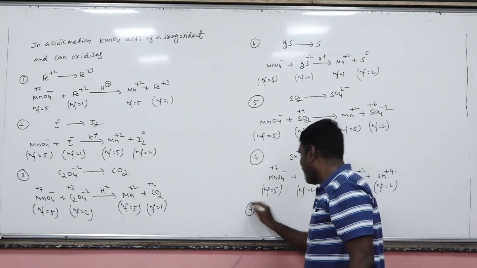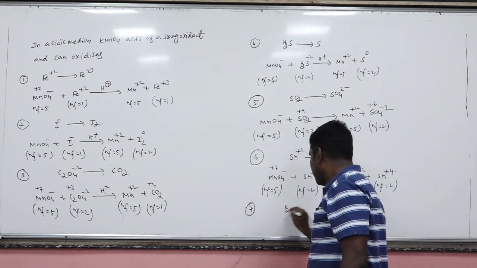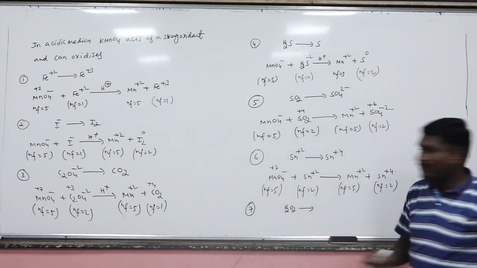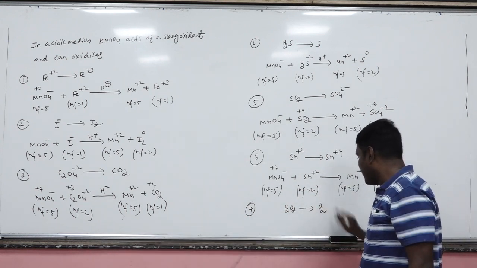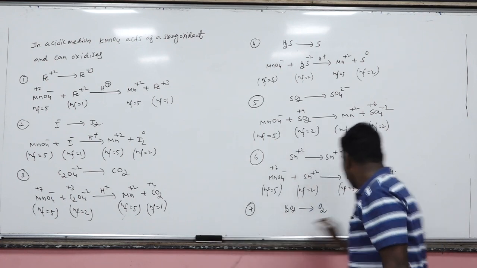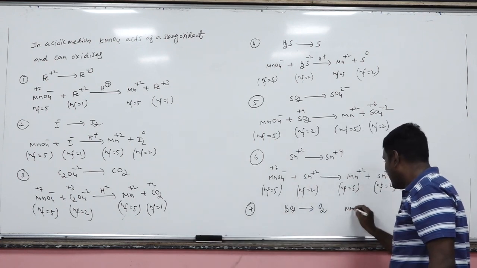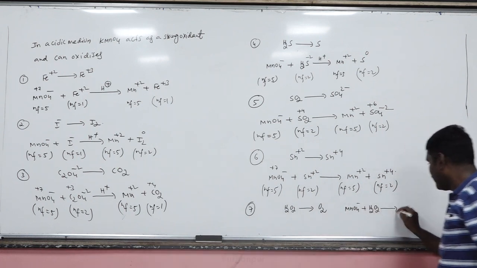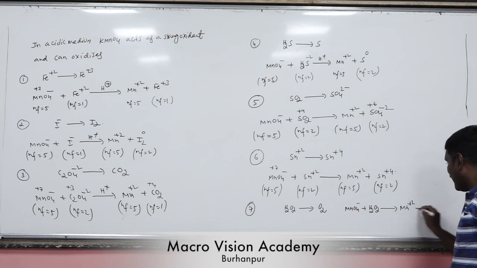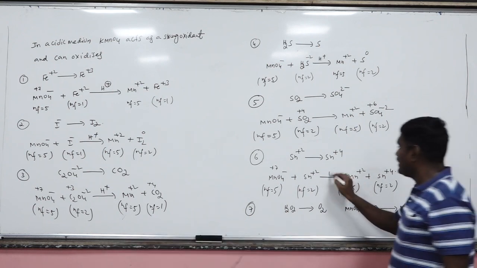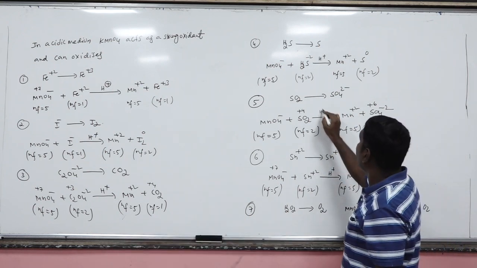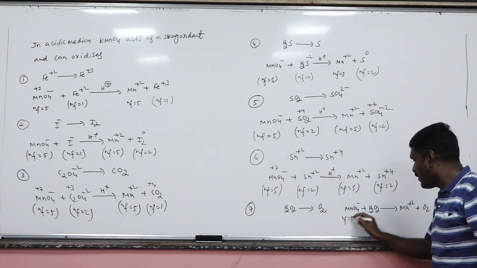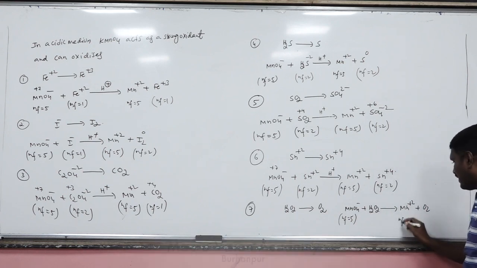Next, hydrogen peroxide. H2O2, potassium permanganate oxidizes hydrogen peroxide into elementary oxygen. Now come to, I am writing here the equation. MnO4 minus oxidizes hydrogen peroxide into elementary oxygen. Remember, all these reactions are occurring in which medium? Acidic medium. Now, what is the N factor here? 5.